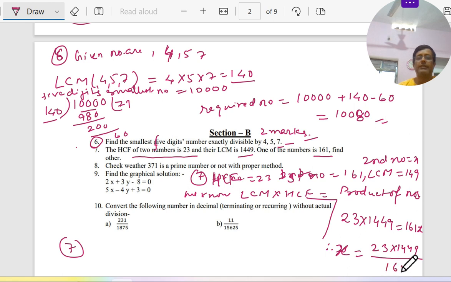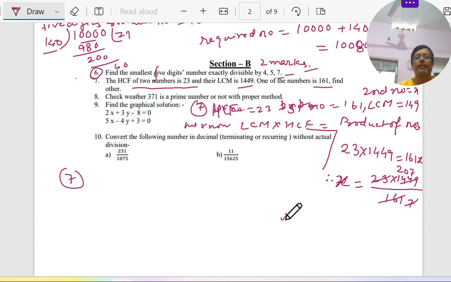divided by 161. So if you divide this, it divides 7 times, and 7 will divide it 207 times. So we write here the required other number is equal to 207. So this we have done, question number 7. Now we go for question number 8.